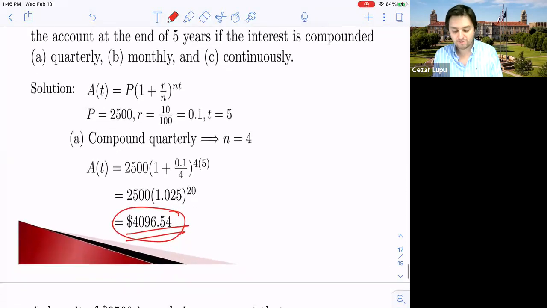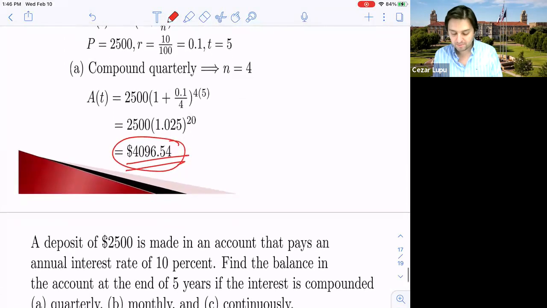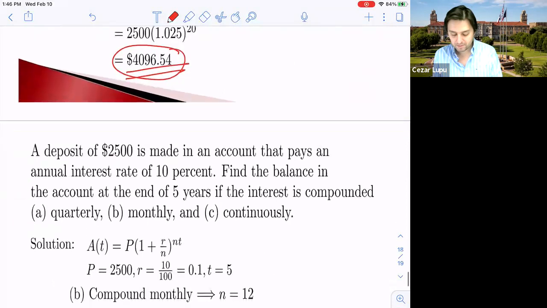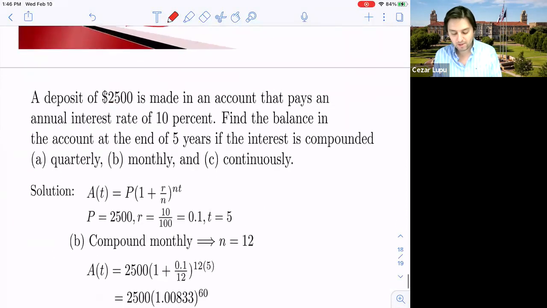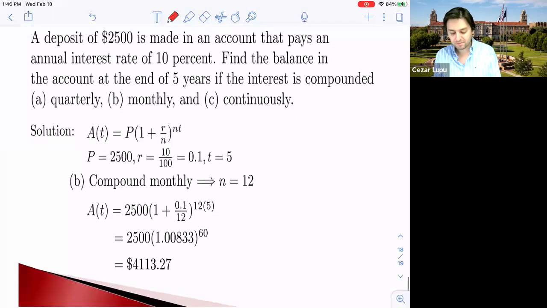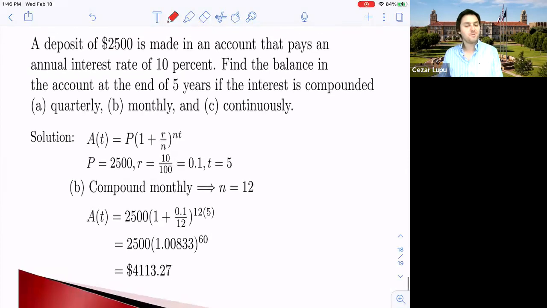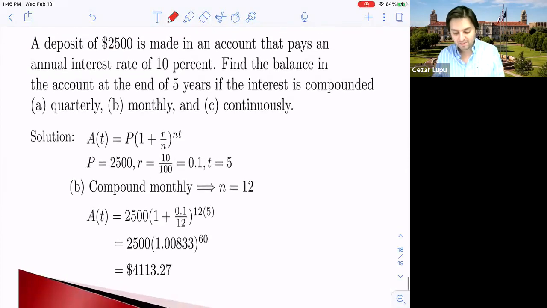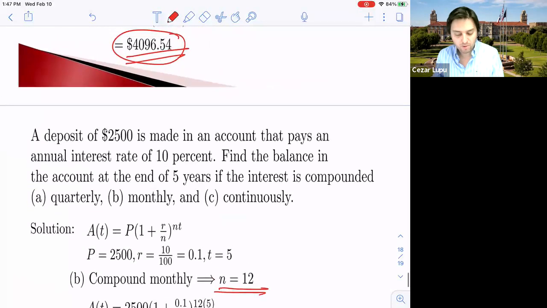And now let's see if it's computed monthly. So for the monthly, we get n equals 12. Well, guess what? If we compute it monthly, again, everything will stay the same. The only difference is that n will be 12. And once we plug it in and we do all the computations, we'll get this much money: 4,113.27, which is a little bit more than this.